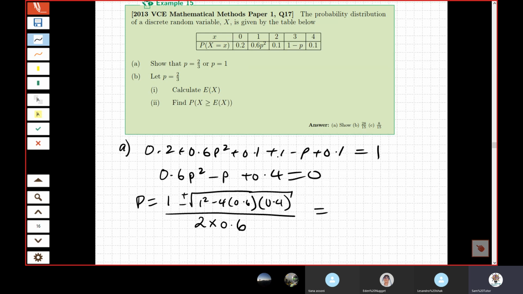No, something's wrong. b squared minus 4 times a times c. Oh, maybe not. 4 times 0.6 times 0.4. No, it worked out fine. The root answer is 1 on 5. So you get 1 plus or minus 1 on 5, on 2 times 0.6, which is 1.2. Then 1 plus 0.2 divided by 1.2 is 1. And the other one, I'm just going to cheat, is 2/3.